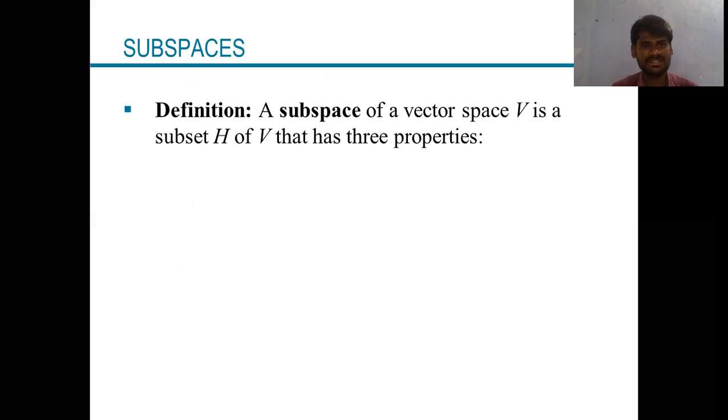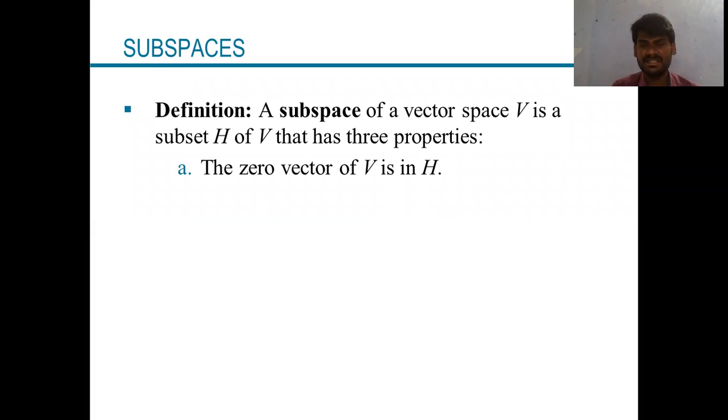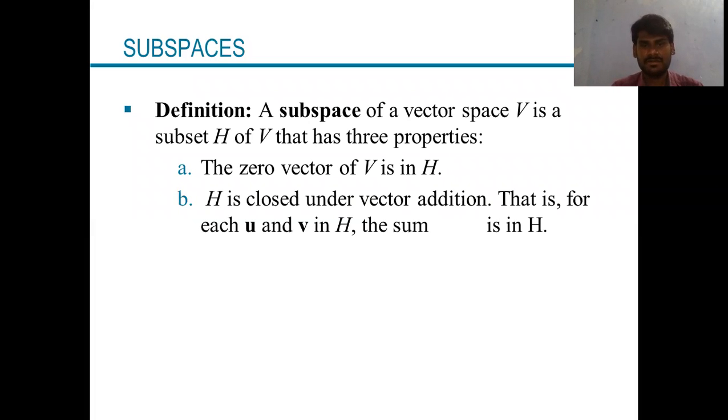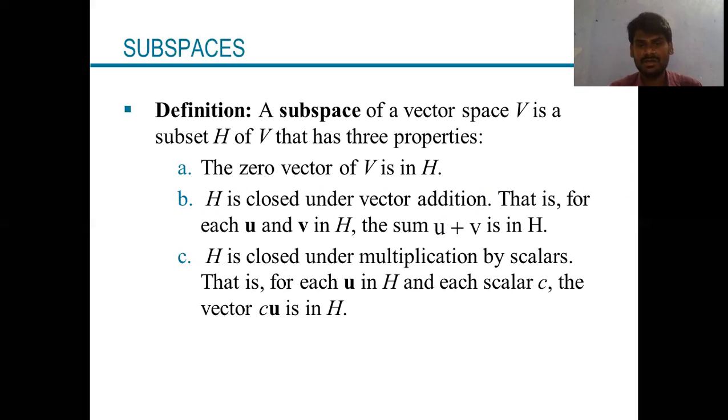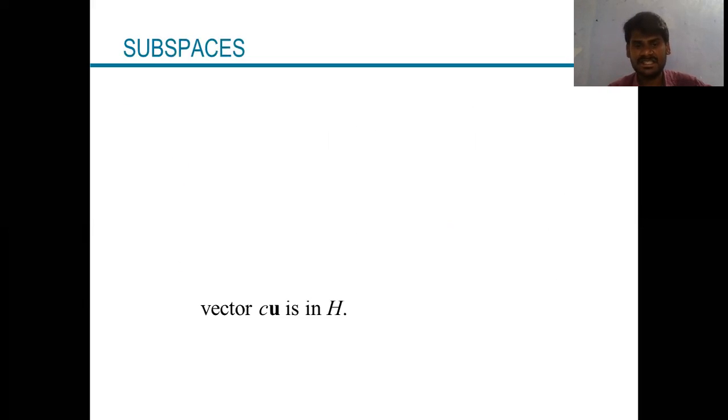Next is the definition of a subspace. A subspace of a vector space V is a subset H of V that has 3 properties. First, the zero vector of V is in H. Next, H is closed under vector addition, that is, for each u and v in H, the sum u plus v is in H. Next, H is closed under multiplication by scalars, that is, for each u in H and scalar c, cu is in H.